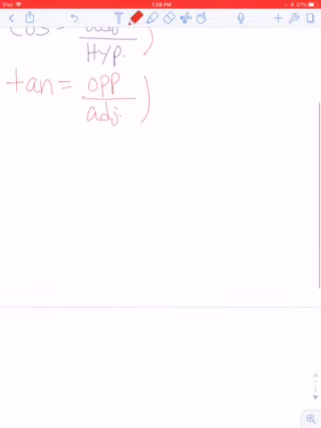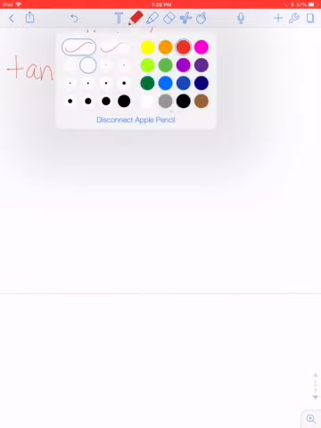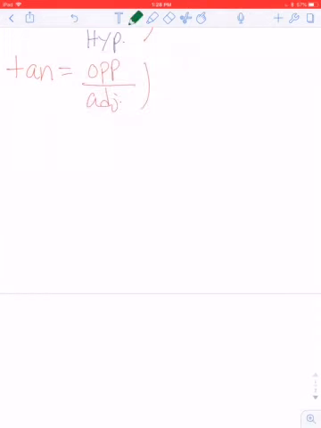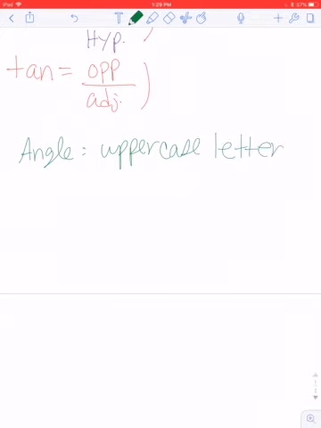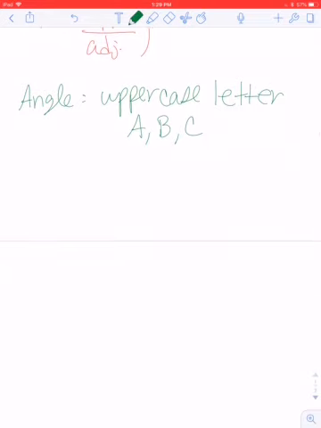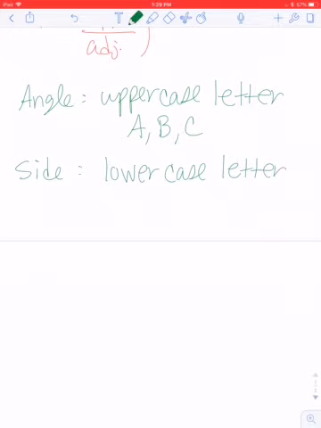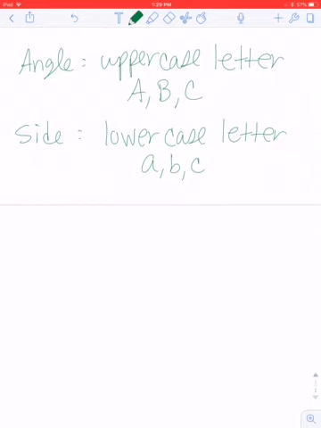So the other thing we need to talk about is just labeling triangles. So when you have a triangle, if we're talking about an angle, that's going to be an uppercase letter. Always. So A, B, C, pretty standard. We all know what uppercase letters are. And if we were talking about a side, it would be a lowercase letter. Okay, so then it'd be a, b, and then I know my c's kind of look like uppercase and lowercase no matter what, but hopefully when it's in typing you'll be able to tell that this is going to be a lowercase.